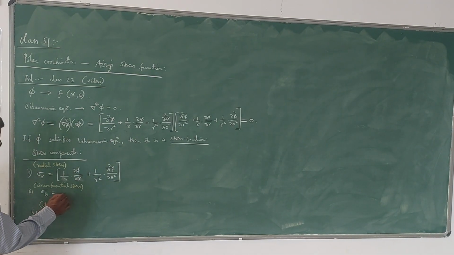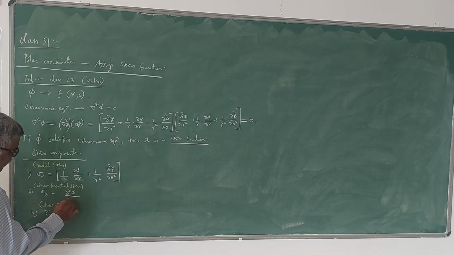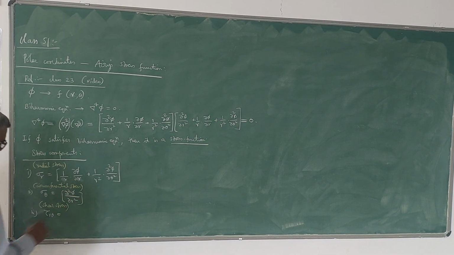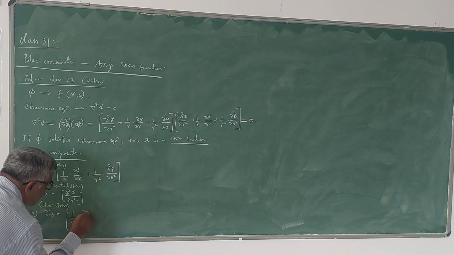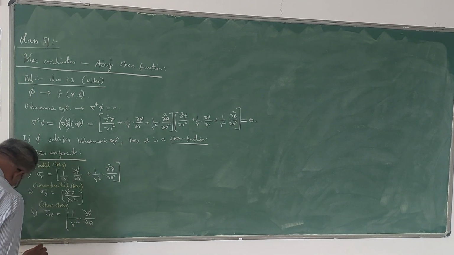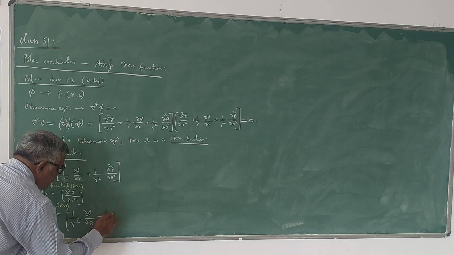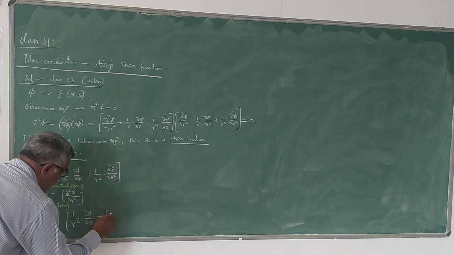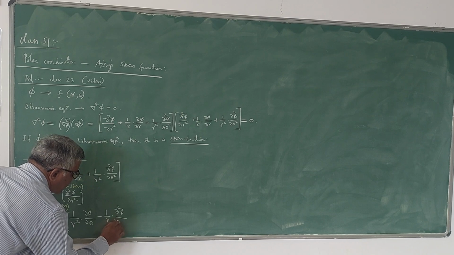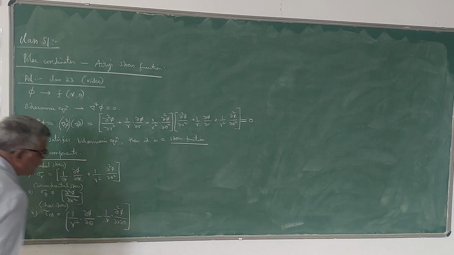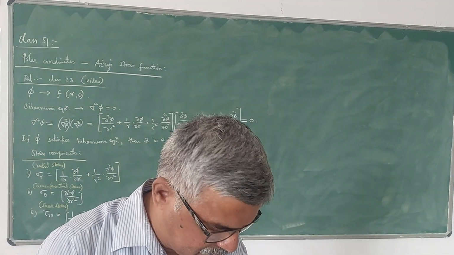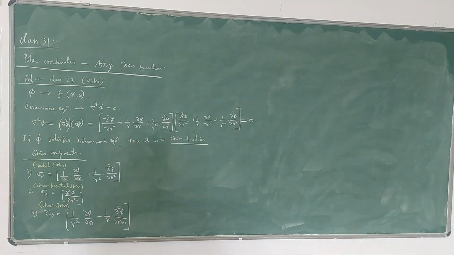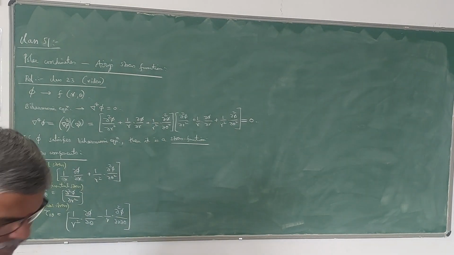Circumferential stress is given by dou square phi by dou r square. That's it, only one term. And shear stress is given by 1 by r square dou phi by dou theta minus 1 by r into dou square phi by dou r dou theta. So these are the expressions used to find the stress components. So please note that.